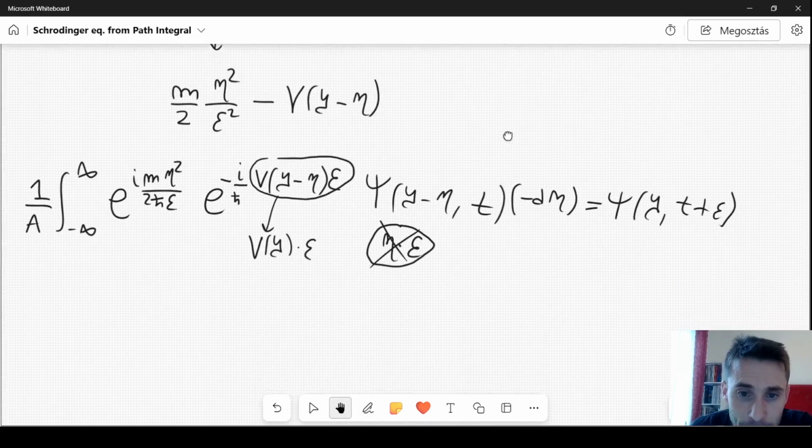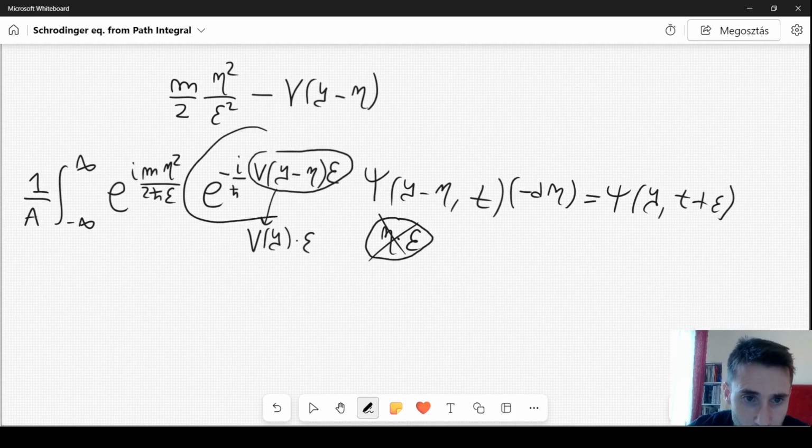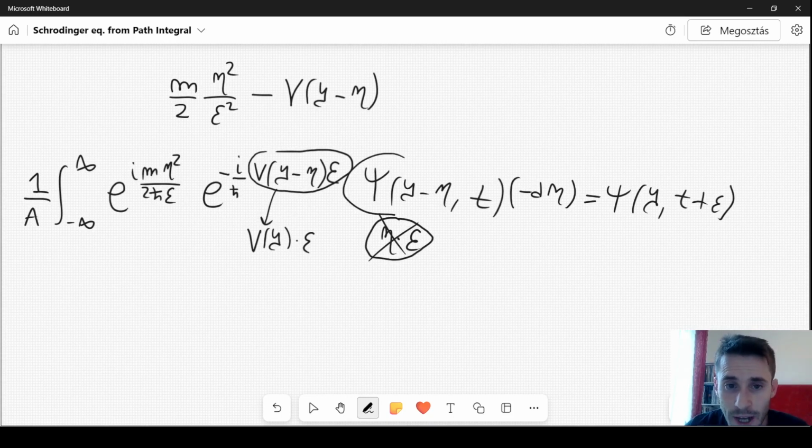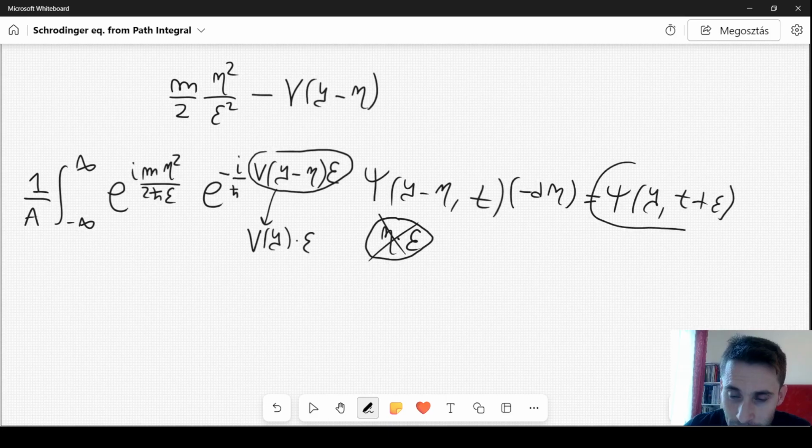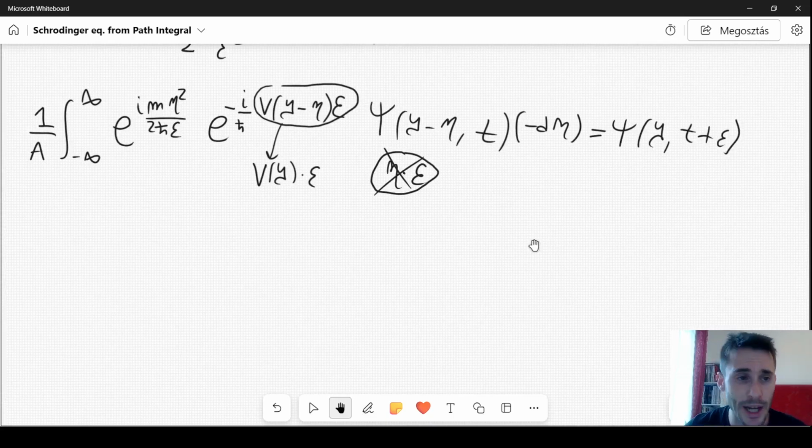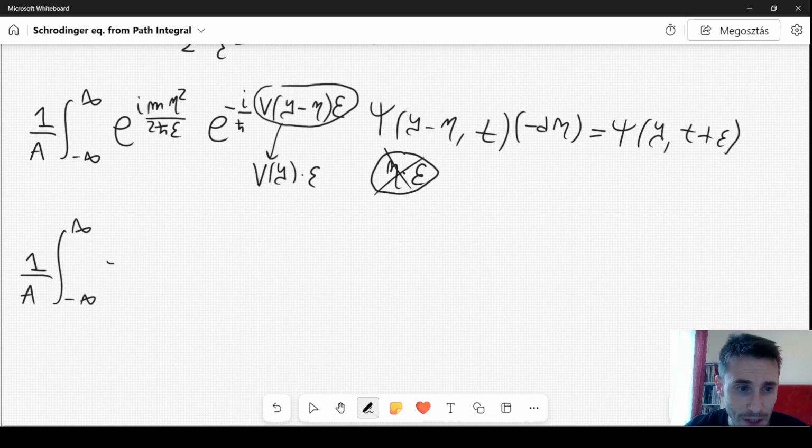Now we are ready to Taylor expand this exponential here. Then we expand also psi of y minus eta, because eta is small and also epsilon is small, remember that. And we can also expand the right hand side here, psi of y, t plus epsilon as well, because epsilon is small. So if we do that, what we get is something of the following kind: 1 over a, integral from minus infinity to plus infinity, e to the i m eta squared divided by 2 h bar epsilon.